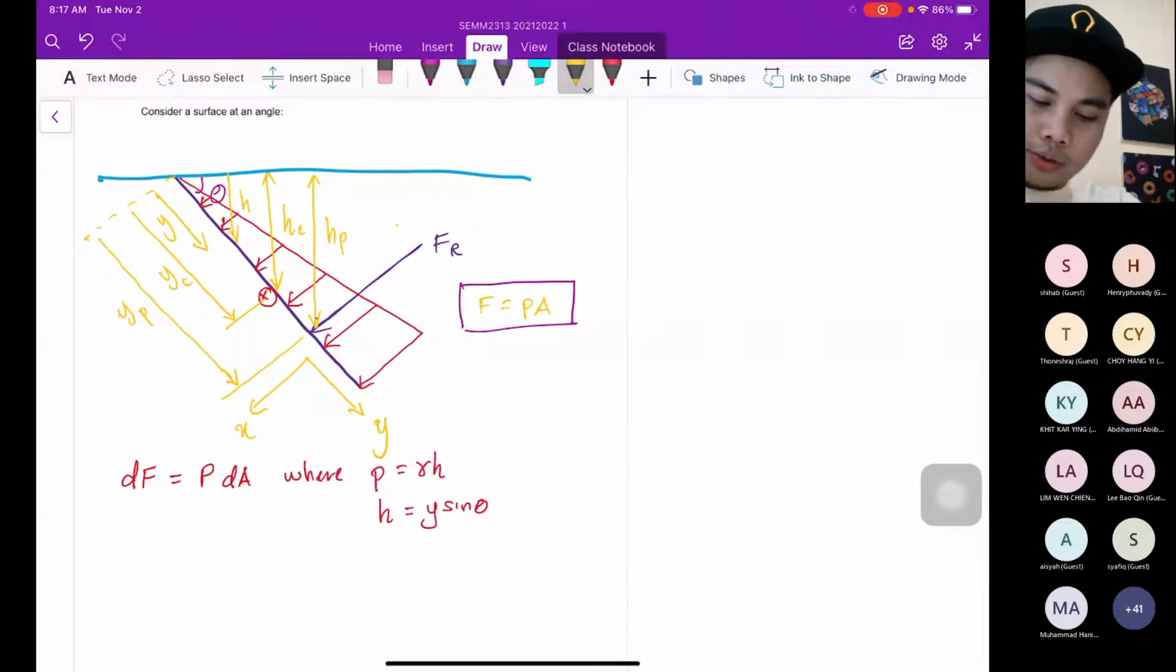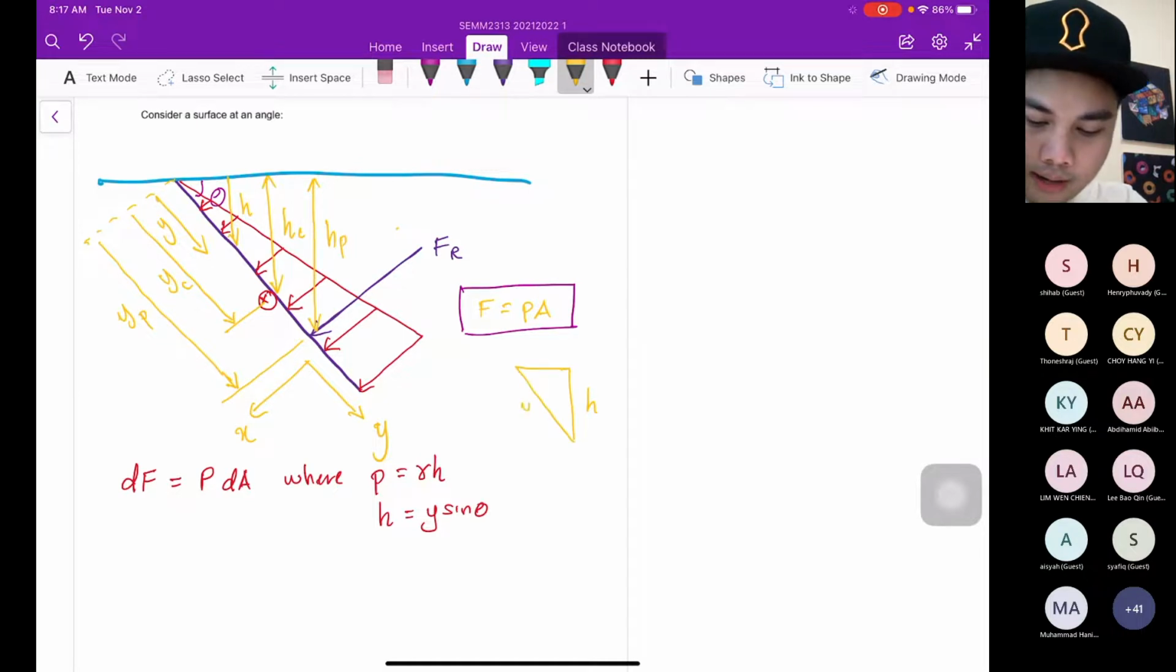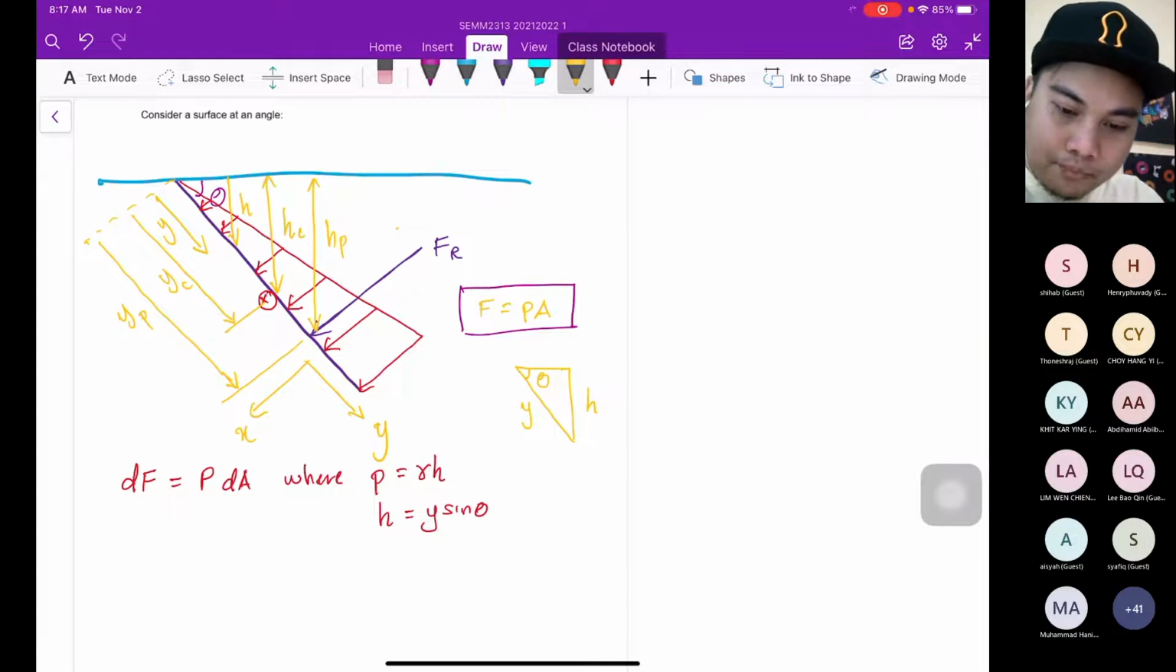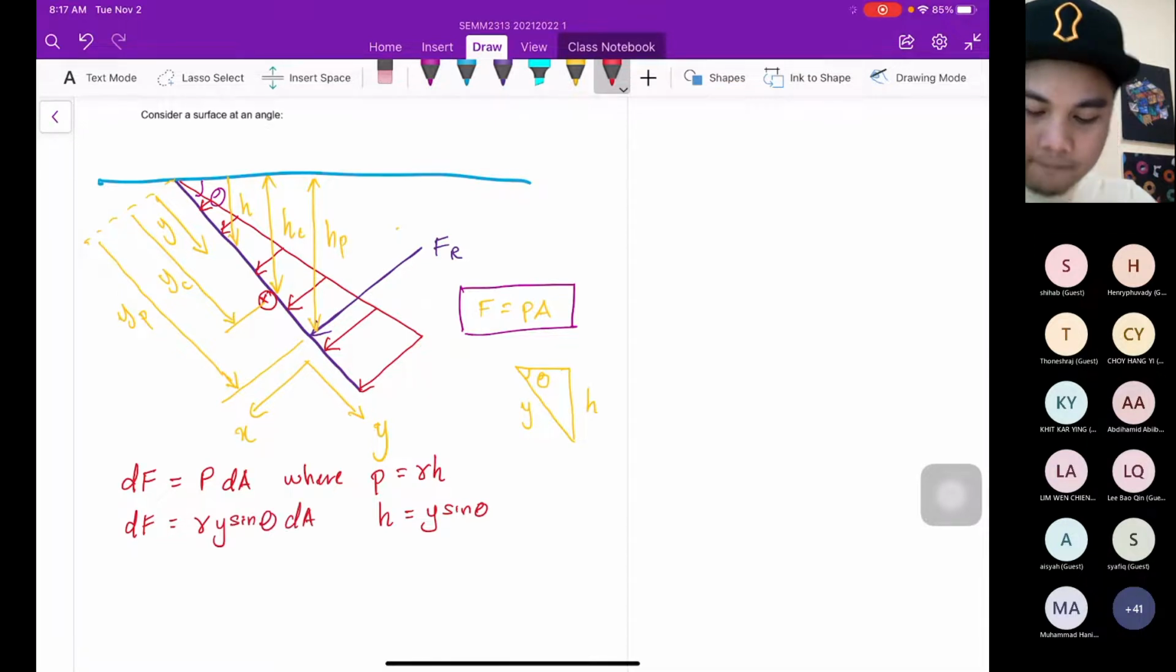So I try to draw again. In order to get H, this is H, this is the angle, this is Y, and this is theta. In order to get H, definitely Y sine theta. Clear about this? And then let's substitute: dF equals pressure, which is gamma H, which is Y sine theta dA.